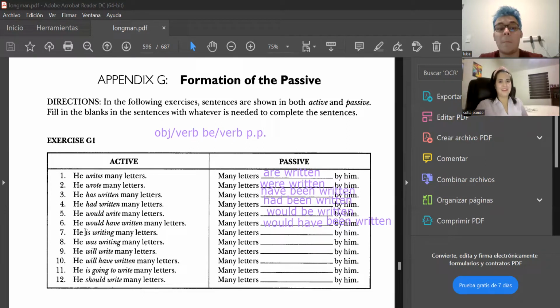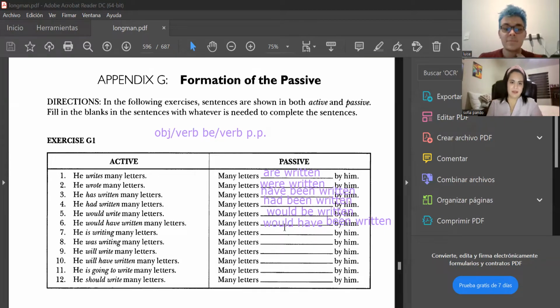How do we use present continuous in passive voice? So first, as you have seen, we have to keep the auxiliary intact, right? So the auxiliary in this tense is, of course, the verb to be, which can be is or are or am. So for many letters, which verb to be are we going to use?